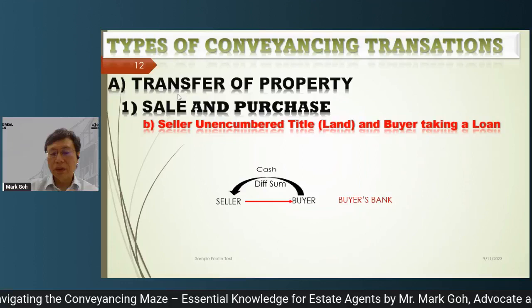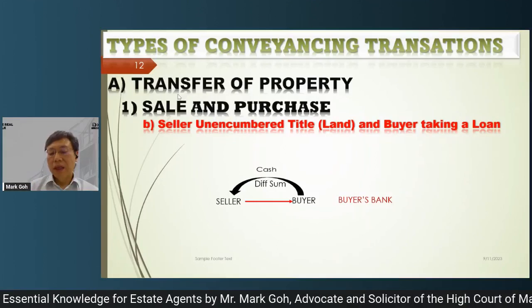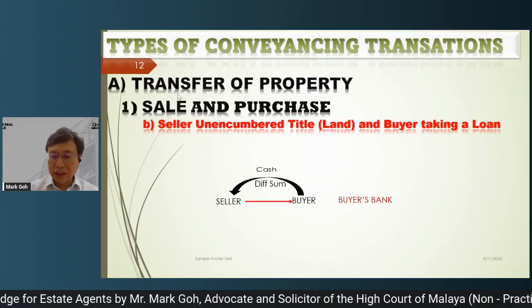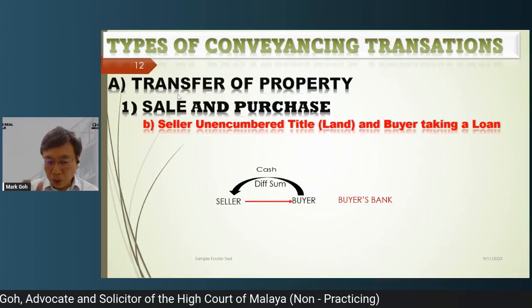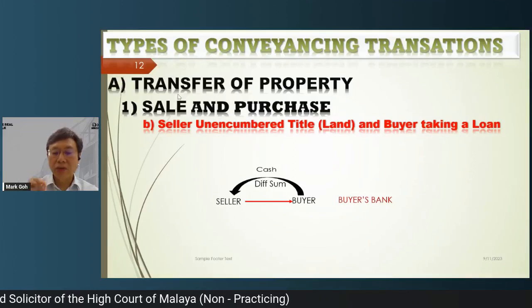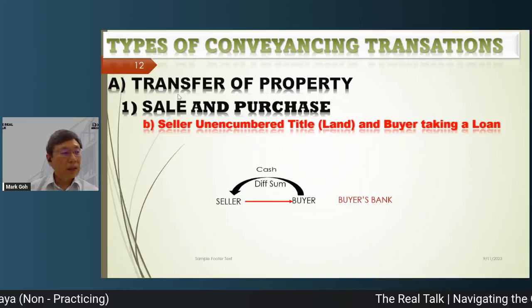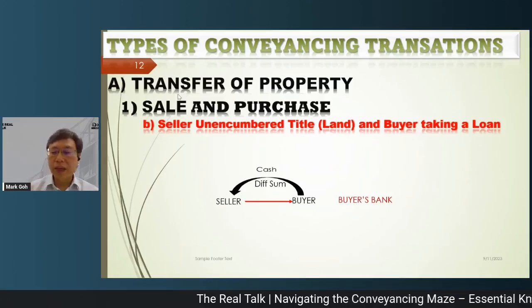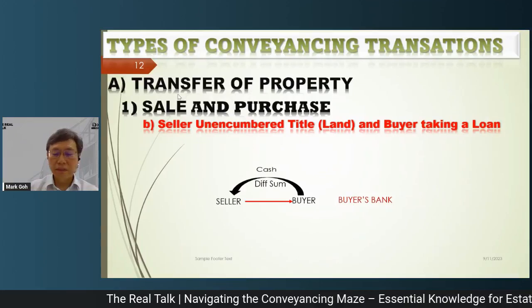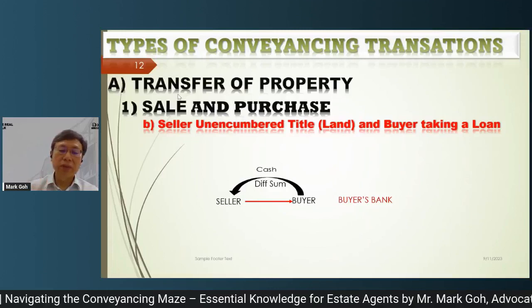Now question, what is a differential sum? A differential sum is the sum which the buyer has to top up to meet the price of the property. So say, for example, the seller agrees to sell and the buyer agrees to buy at 100,000. Make it simple. The property is worth 100,000. Buyer agrees to buy at 100,000.